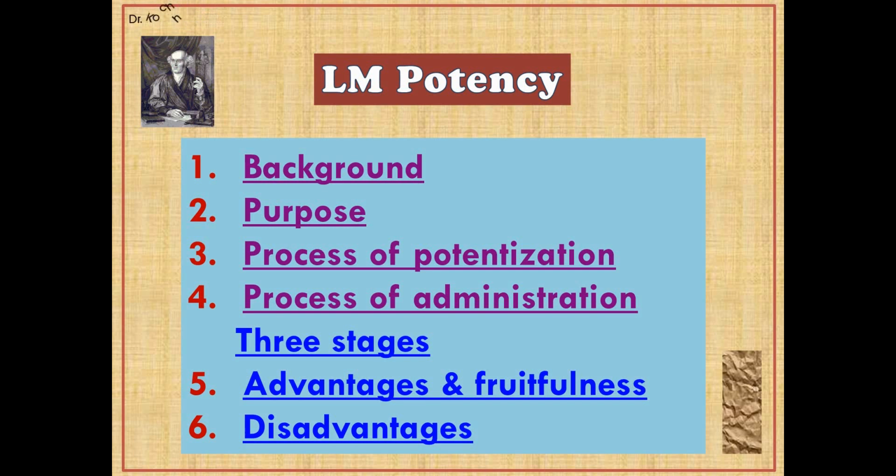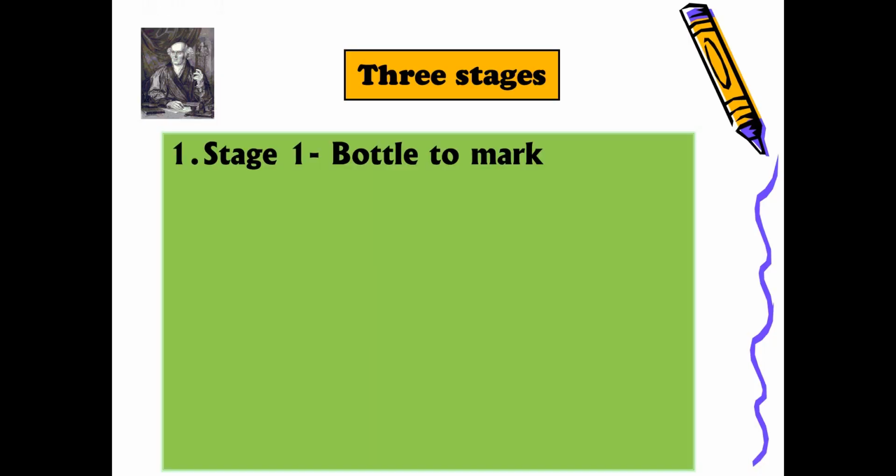Then there are 3 stages now. Now let us mathematically calculate these 3 stages. First stage is from bottle to mark. If there is a bottle of medicine, I'll just show you the bottle of medicine. Just a minute. Yes, I'll show you this bottle of medicine.